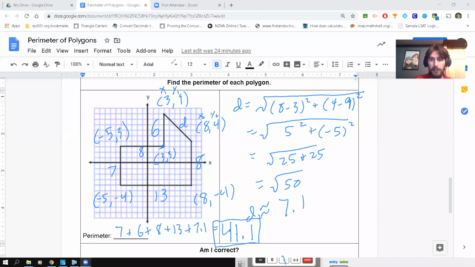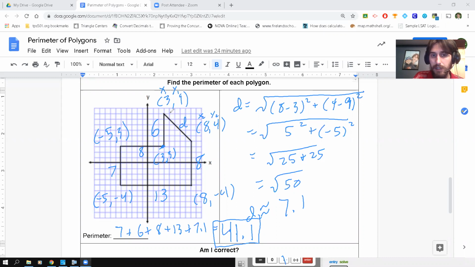Okay, hopefully you got the answer 41.1. And how you can get that is, again, for these horizontal and vertical lines, you can just count. This should be 6, 8, 7, 13, and 8. To find this last one, the diagonal, you have to either use the distance formula or the Pythagorean theorem.